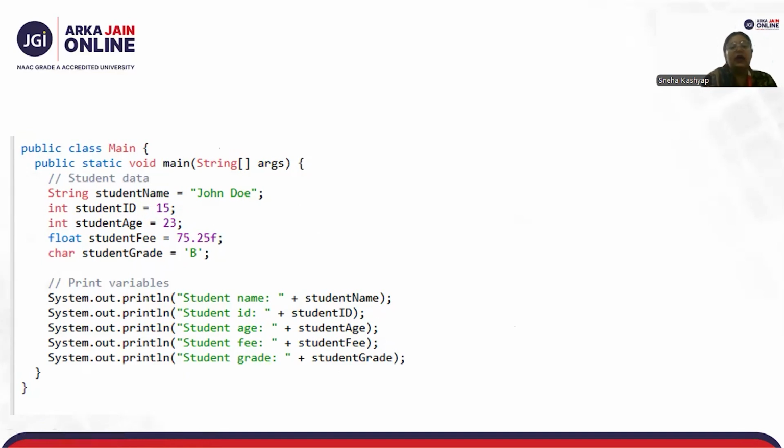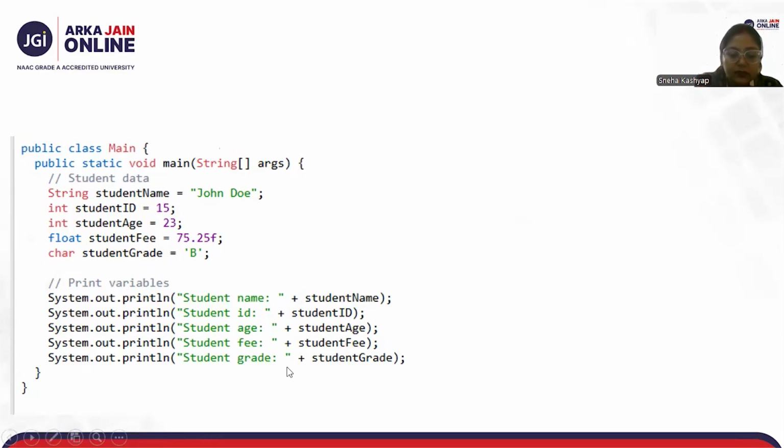The next one is student age, printed with a colon. I have concatenated it with the variable student age. So student age will go directly to this variable, which is assigned the value 23. So it will read 23 and print 23. Student fee will again go here. It will read the value 75.25 and print the value.